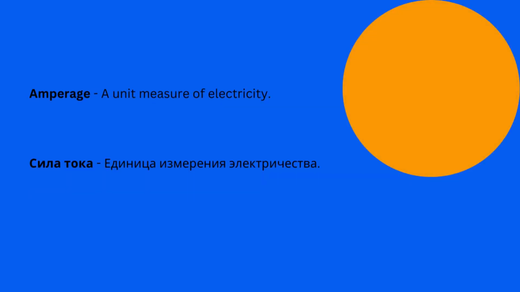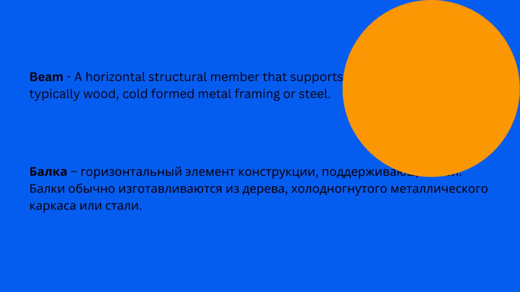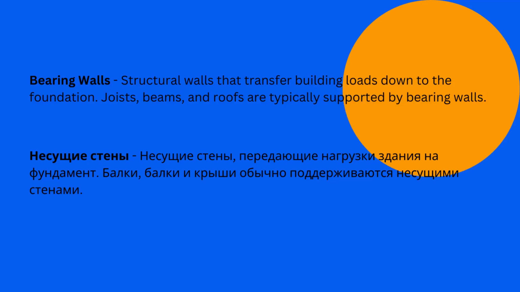Amperage. A unit measure of electricity. Basement. One or more floors of a building that are either completely or partially below the ground floor. Beam. A horizontal structural member that supports a floor. Beams are typically wood, cold-formed metal framing or steel. Bearing walls. Structural walls that transfer building loads down to the foundation. Joists, beams, and roofs are typically supported by bearing walls.